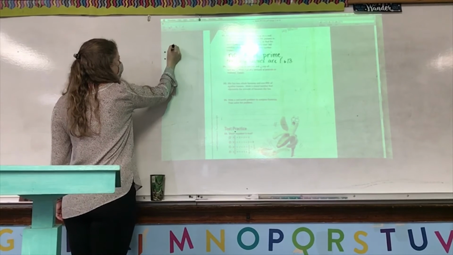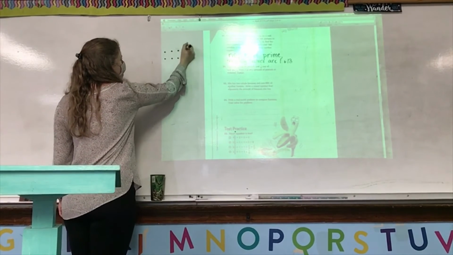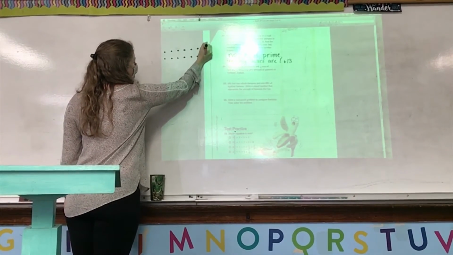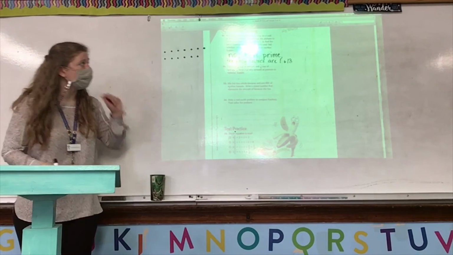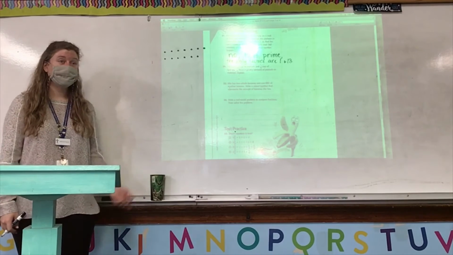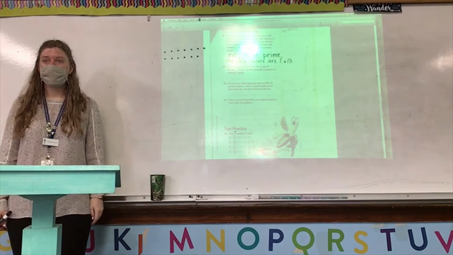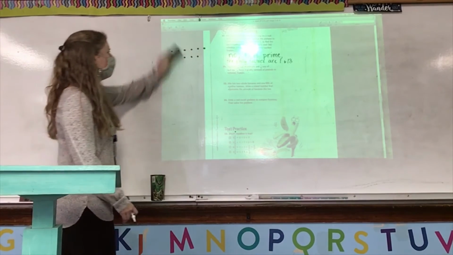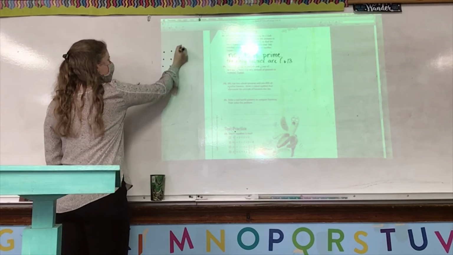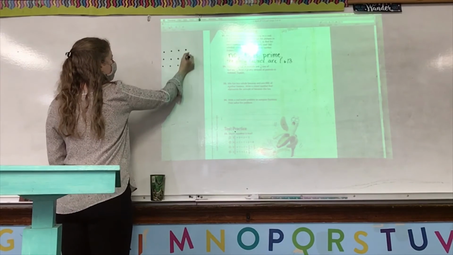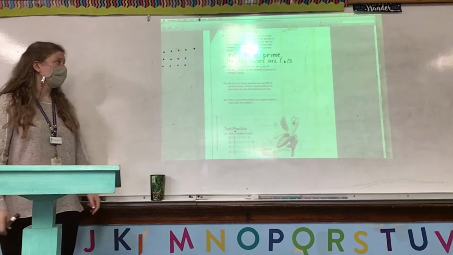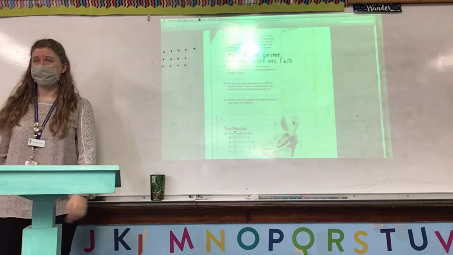1, 2, 3, 4, 5, 6, 7, 8, 9, 10, 11, 12, 13. Do I have an equal number of pictures in each row? No, this one has 7, this one has 6. Okay, well, I'm going to try 3 rows. 1, 2, 3, 4, 5, 6, 7, 8, 9, 10, 11, 12, 13. Do I have an equal number in each row? No, these two have 4, this one has 5.